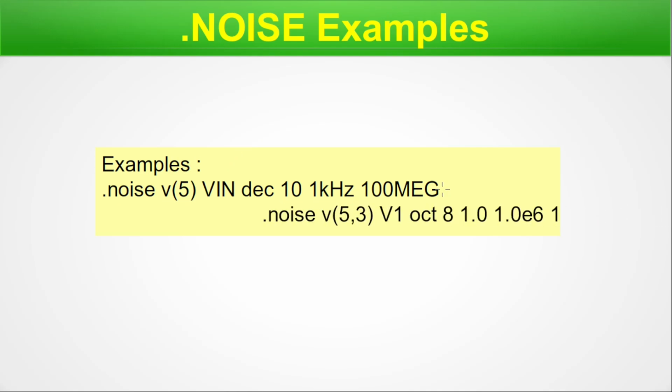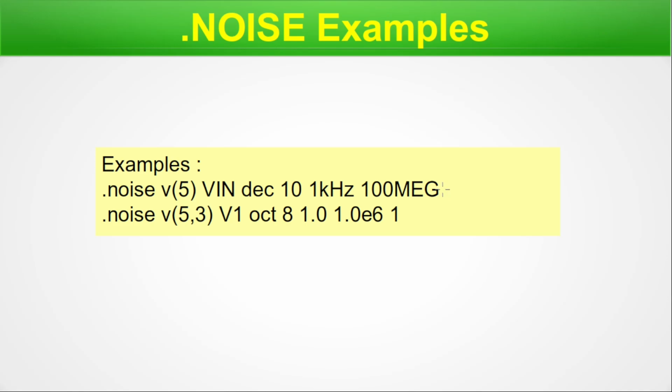Now let us see the next one, where we also have the last parameter, which we do not see here. Here again it is the noise command. Then we have V53 instead of V5. Then we have V1. Then we have oct, that is the octave type of analysis. Then the number of points is 8, then the starting frequency, ending frequency, and the summary points that we have already discussed in the last slide. So these are 2 typical examples of the noise analysis. And here we are done with the noise analysis. So let's move on to the next slide. The distortion analysis, the .disto.